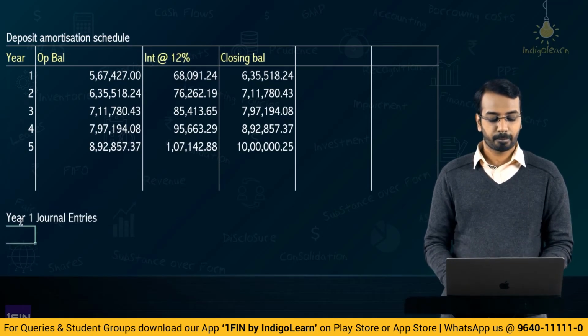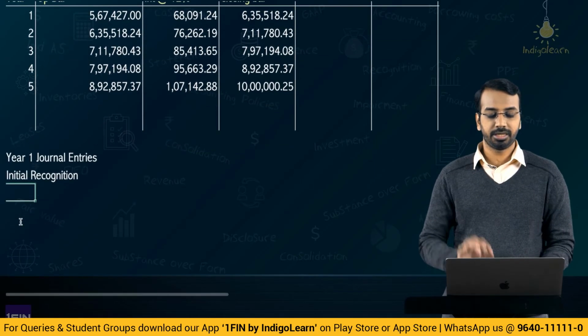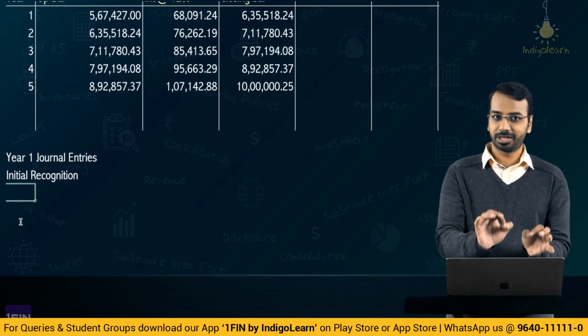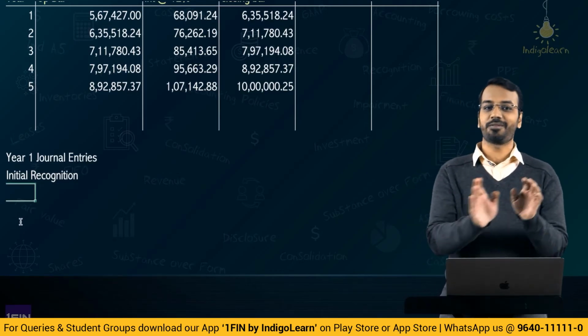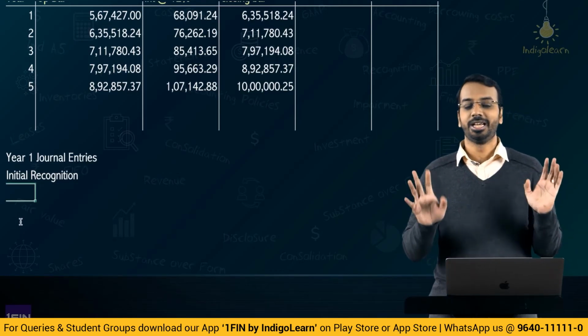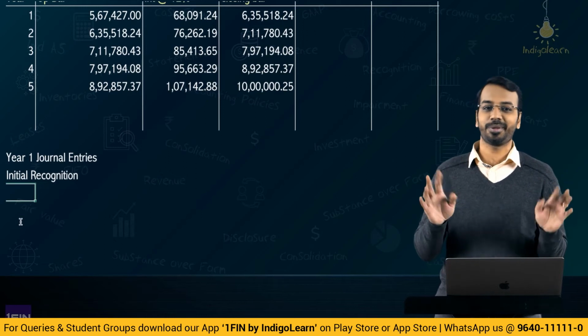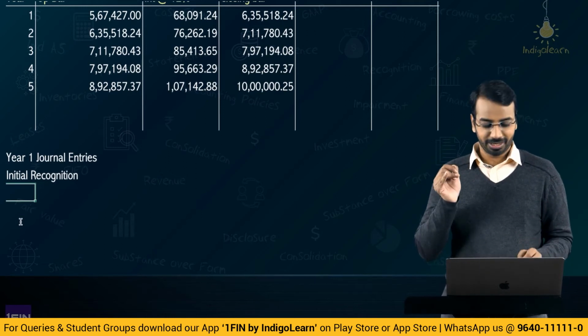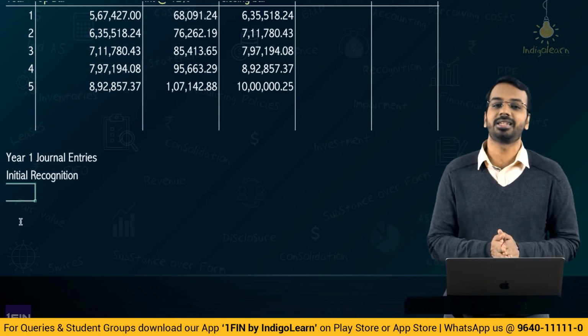initial recognition. See, the fundamental rules of journal entries will not leave you till the final exams and also after you qualify. You will have to pass journal entries. Whether you have SAP, whether you have any other ERP, journal entries are a must, right? Especially the closing entries and entries like this.